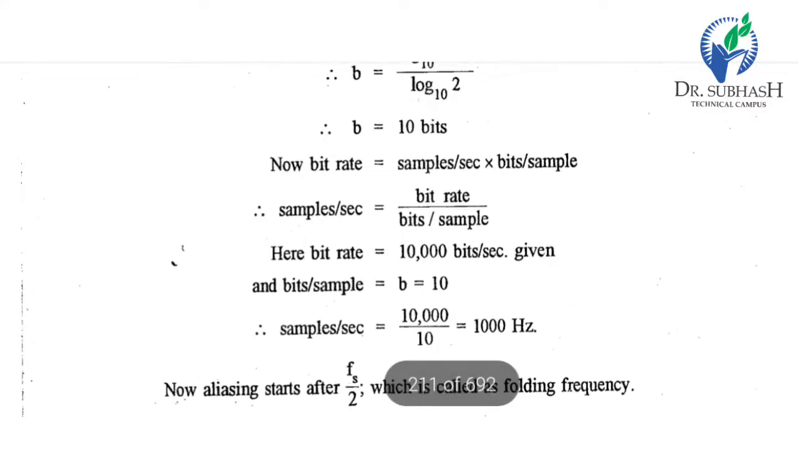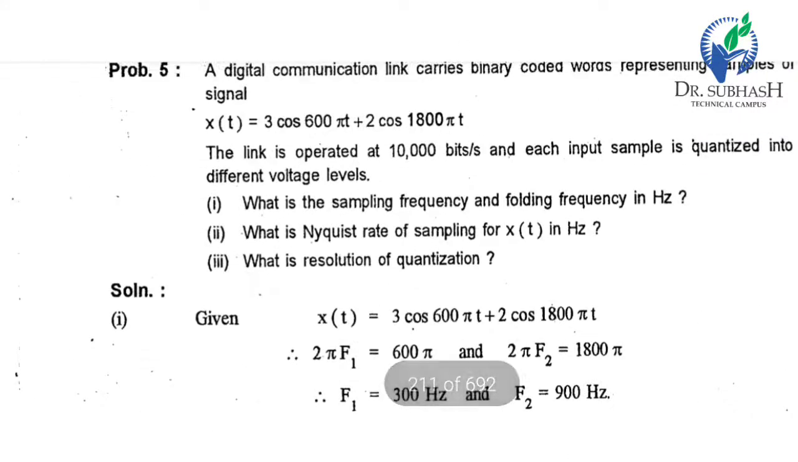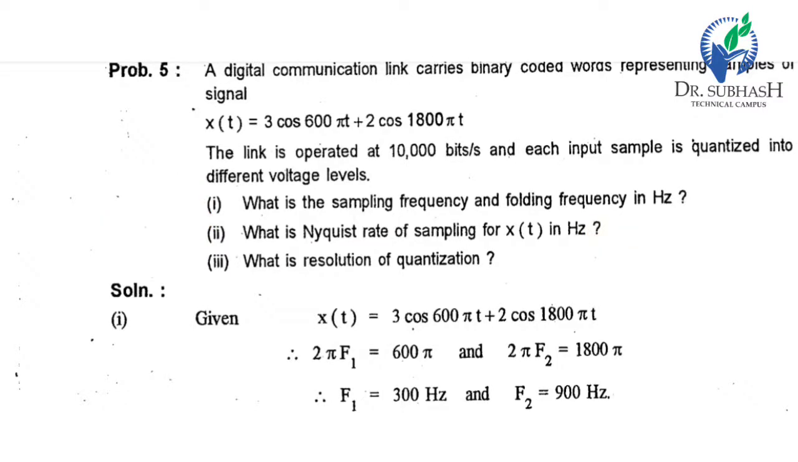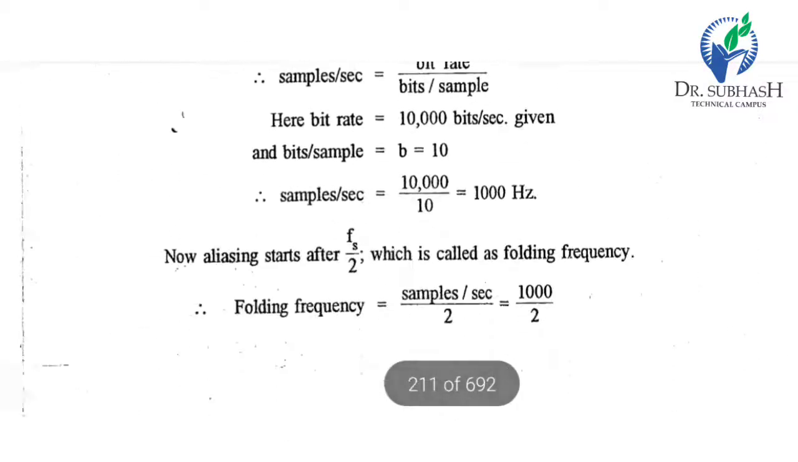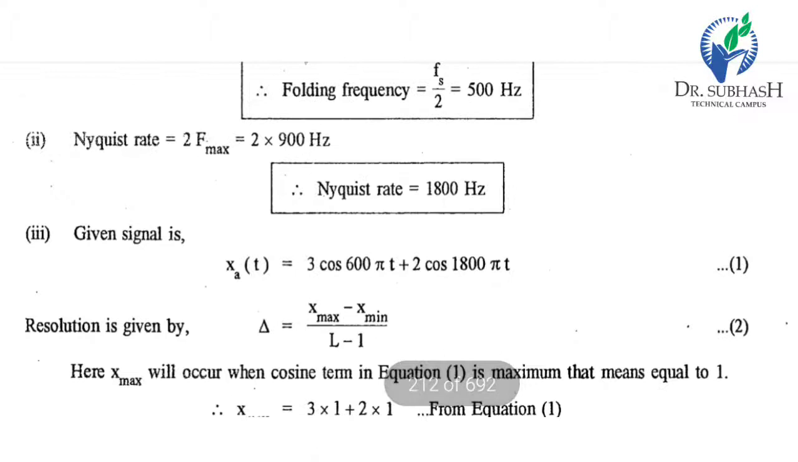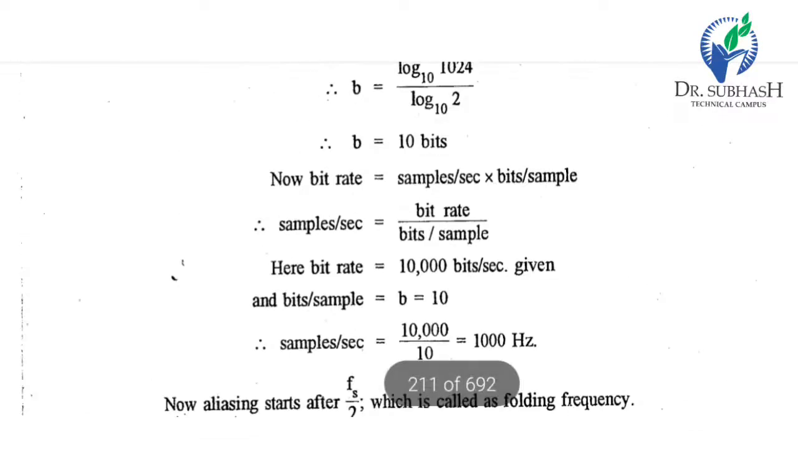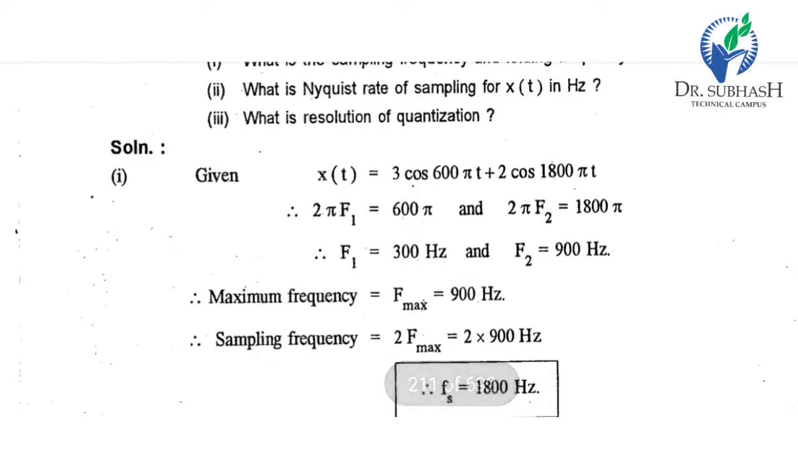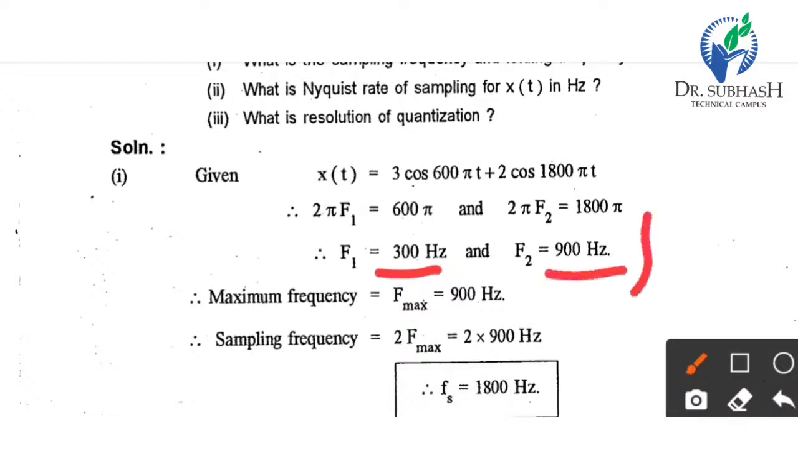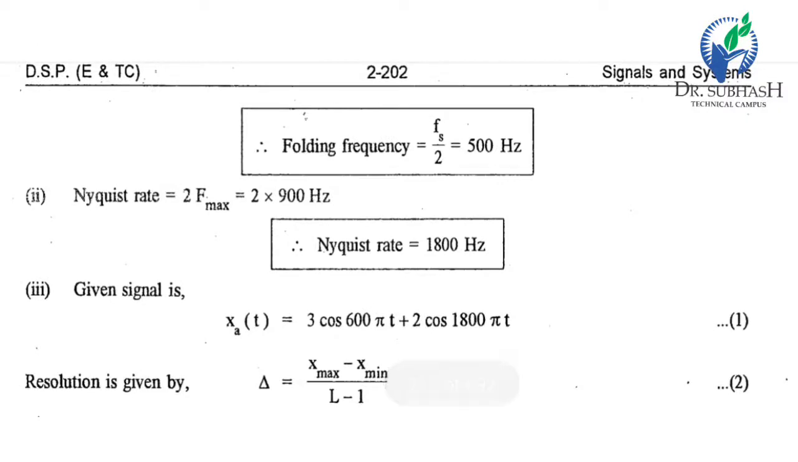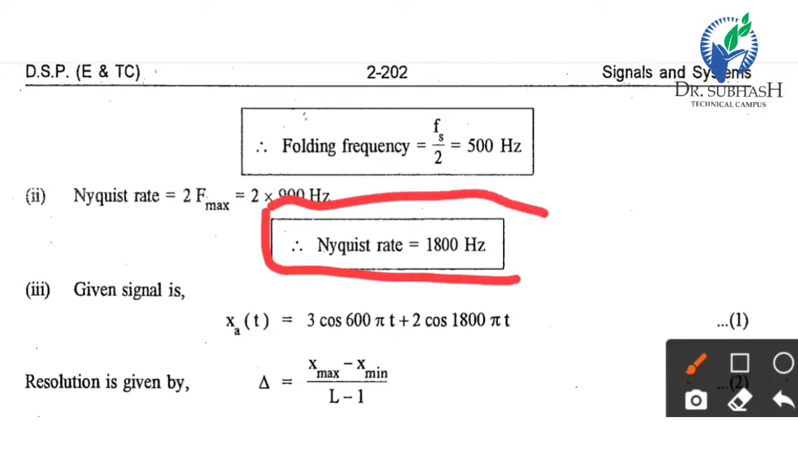Now the second question, what is the Nyquist rate of sampling for x of t in Hz? So Nyquist rate equal to 2 multiplied by maximum frequency, and maximum frequency is 900 Hz. So Nyquist rate equal to 1800 Hz.